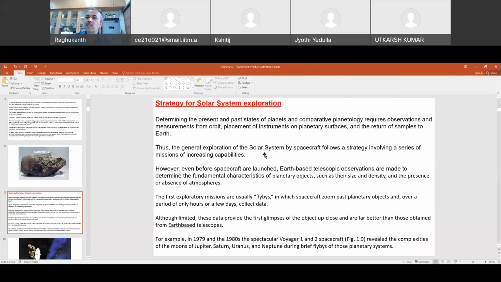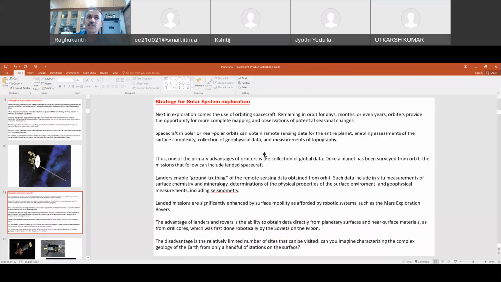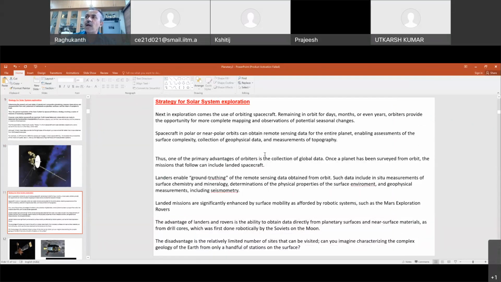Once a flyby is done, the next step is orbiters. That means we are not going for landers, we are not going to land on the planet. The orbiters revolve around that planet in several directions and get you the topography information, the gravity field, the magnetic field, and other geophysical data sets. With that, you take a decision. The next step is landers, where you launch a rover that lands on that particular planet and does experiments like drilling, or seismic testing, active or passive seismic testing, and then we get some more information also.